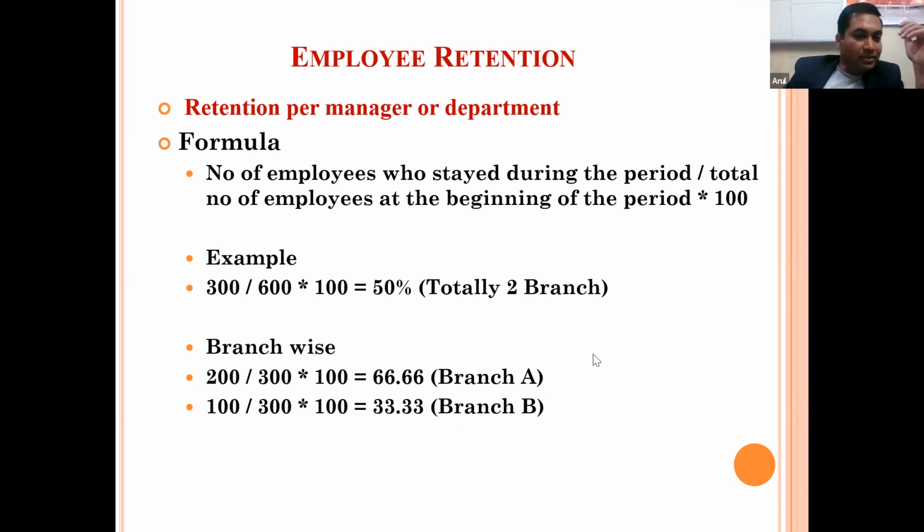Right. So for branch-wise turnover, for example, 300 is the turnover, divided by the total number of employees, 600, gives 50%, across 2 branches in total. Even branch-wise we can go: 200 divided by 300, and 100 divided by 300, which means one branch is 66% and another branch 33%. So this is the way the metrics work.